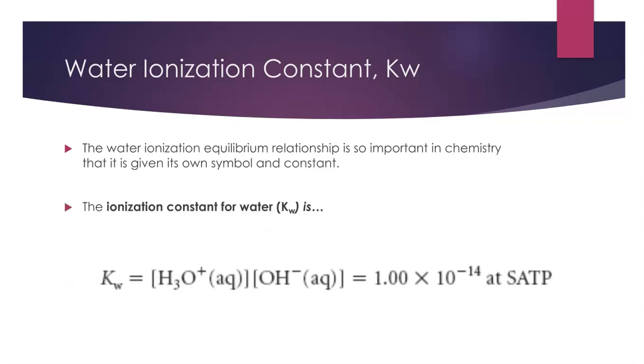The ionization constant of water is a very important value in acid-base chemistry. The symbol K is still used, but with a subscript of W for water. The ionization constant for water is equal to the concentration of hydronium ions multiplied by the concentration of hydroxide ions. This value is always equal to 1 times 10 to the negative 14 at SATP.